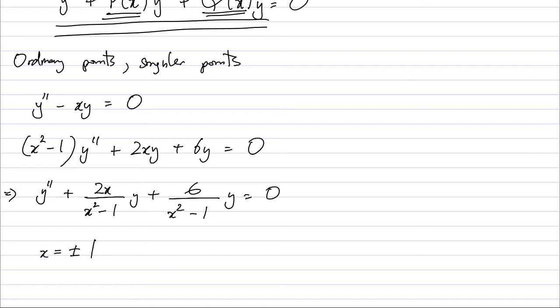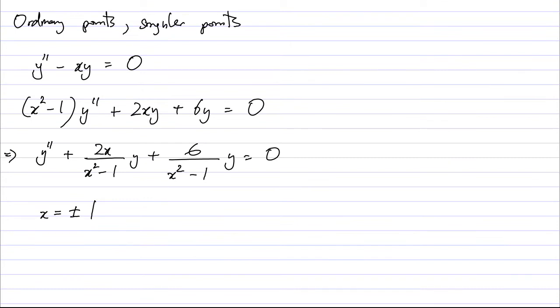So in other words, the points x equals plus 1 and x equals minus 1 are singular points for this differential equation. But the point x equals 0 is an ordinary point, because the functions p of x and q of x for this differential equation are perfectly well defined for x equals 0. They're analytic.